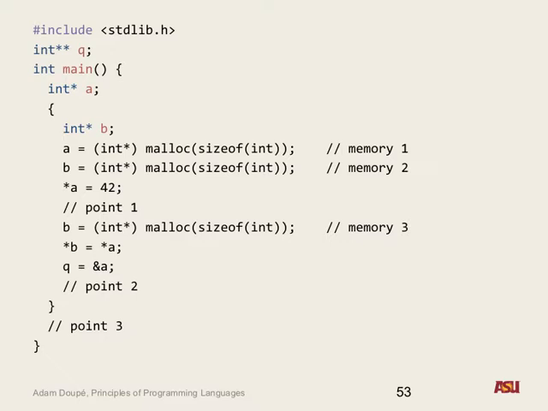I guess if you assume that this isn't actually main and it was called by something else, you can actually in your own program call main again. So main doesn't necessarily have to be the top level function.